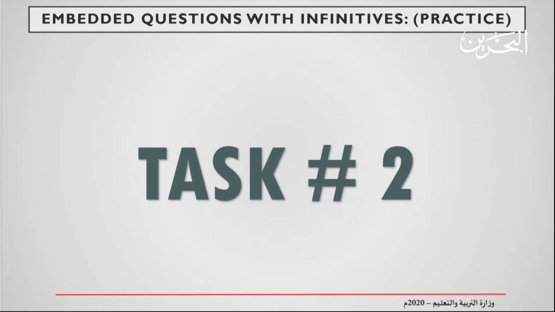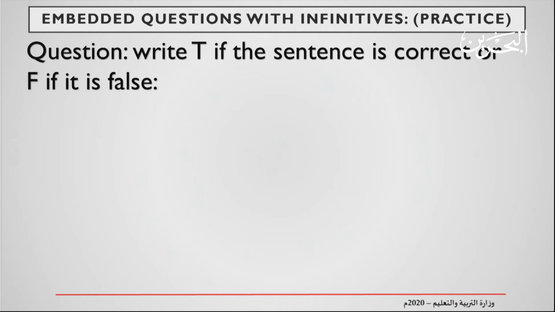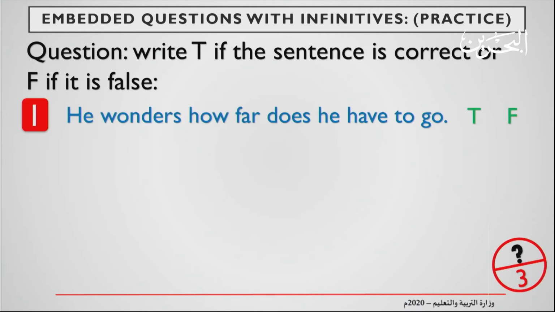Task number 2. Question. Write T if the sentence is correct or F if it is false. And you have a mark of 3. Number 1. He wonders how far does he have to go. If the sentence is correct, then circle T. If it's false, circle F. Have 5 seconds.